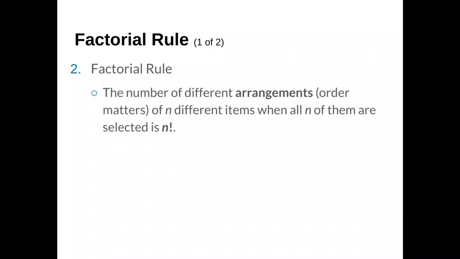So if we have n different items and all n of them are selected, what that means is we have some set of things and we want to arrange all of them in a line. How many different ways are there to do that? And that is simply n factorial. That's how we read this. This n exclamation mark, we read it as n factorial.